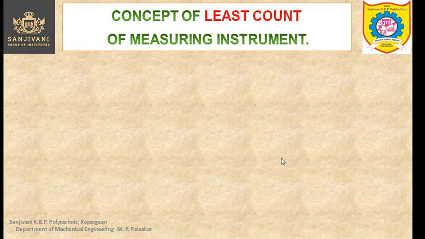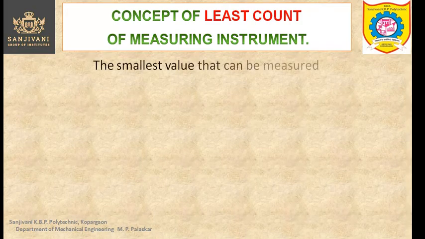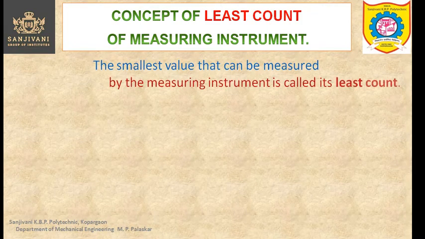Welcome to this session. Today let us study the concept of least count of a measuring instrument. The least count of a measuring instrument is defined as the smallest value that can be measured by that particular measuring instrument. The smallest value that can be measured by the measuring instrument is called its least count.